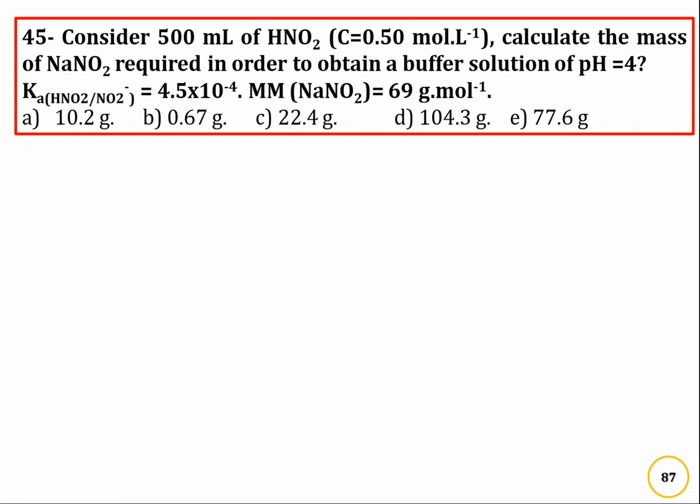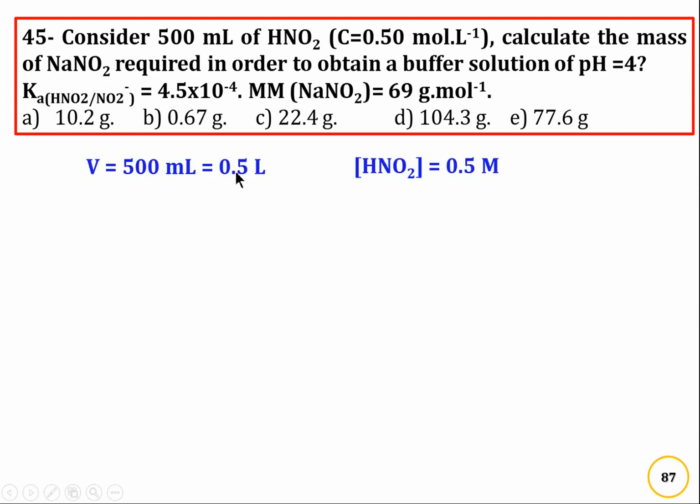Exercise 45. Consider 500 milliliters of HNO2, concentration 0.5. We have Ka of the HNO2/NO2- couple equal to 4.5 times 10^-4. So HNO2 is a weak acid. Calculate the mass of NaNO2 required in order to obtain a buffer solution. Remember that a buffer solution is composed of a weak acid and its conjugate base, where the value of the pH of the solution is close to the pKa of the couple.